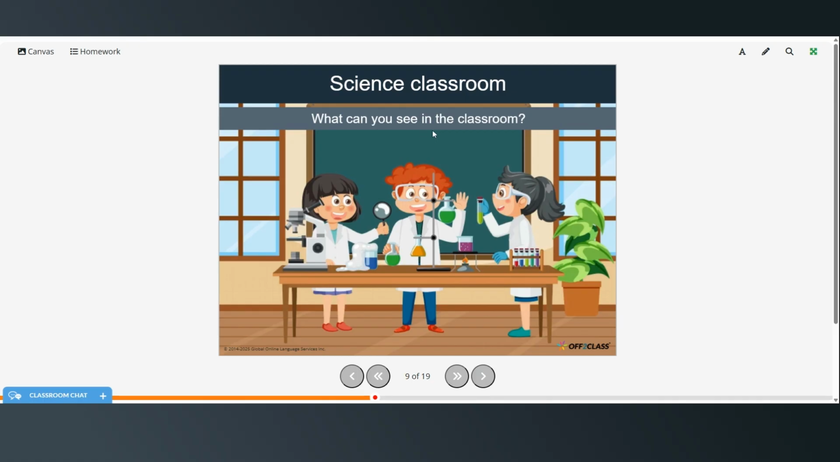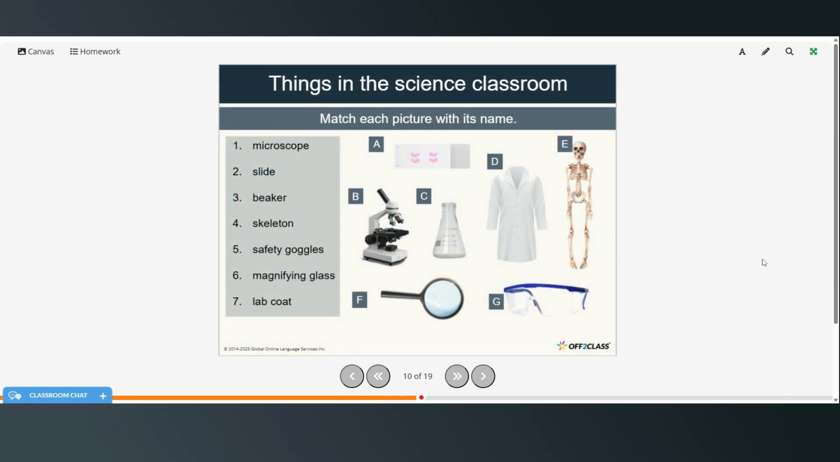All right, so now take a look at this science classroom and see how many things you can identify. All right, so we're going to match each picture with its name. Again, you can pause the video, try that on your own, and then restart when you're ready to check your answers.